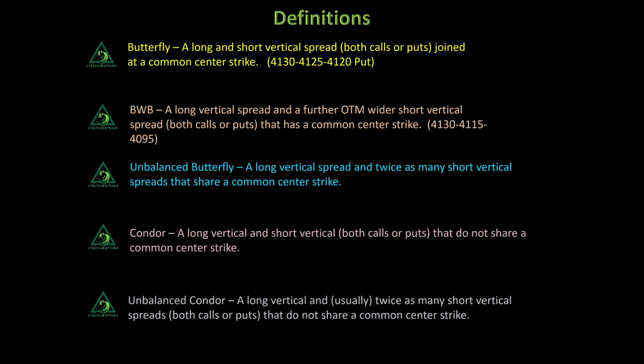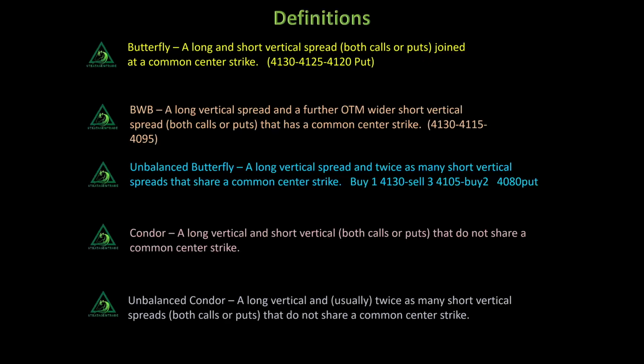And then we go on to the next one, which is the unbalanced butterfly, otherwise known as a 1-3-2. And you might see buy one 4130, sell three 4105s, and then buy two 4080s. And again, for continuity, we'll just keep it all puts.